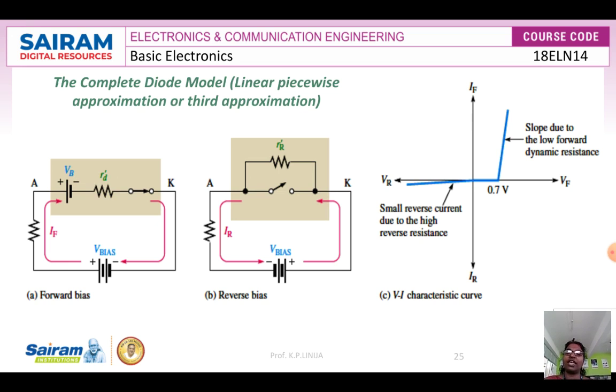Then the third model we are going to see is the linear piecewise model. It is very clear that, compared with the previous two, we have included one dynamic resistance. What is the use of dynamic resistance? It is the ratio of change of voltage to change of current. On the x-axis is VF, the forward voltage, and on the y-axis is the forward current. Whenever the voltage increases, current keeps on increasing. After it reaches the knee voltage, the slope is due to the low forward dynamic resistance.